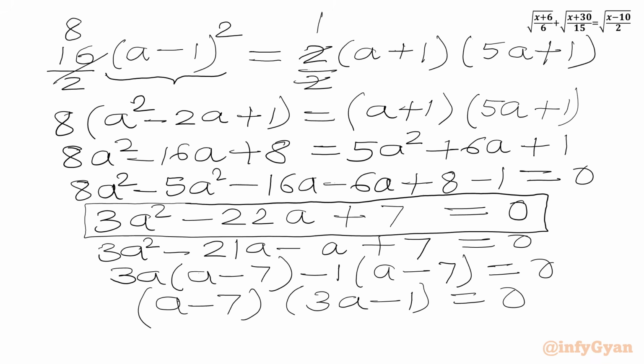Now we will use the product 0 rule. So we can write either a minus 7 equal to 0 or 3a minus 1 equal to 0. So from the first equation we will get a equal to 7. From the second equation we will get a equal to 1 over 3. So I will write here a equal to 1 over 3 and a equal to 7.